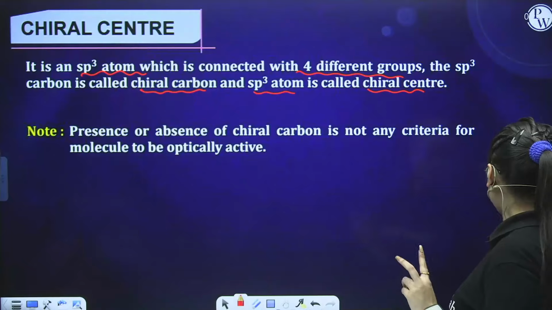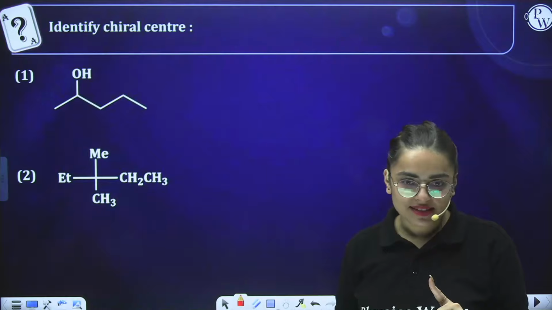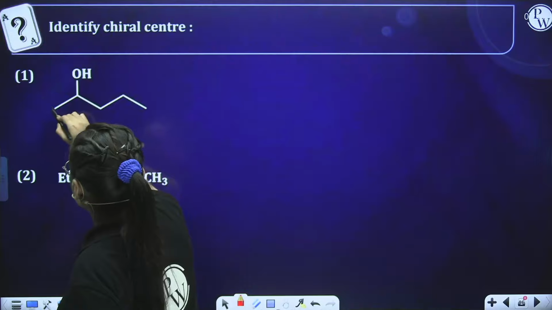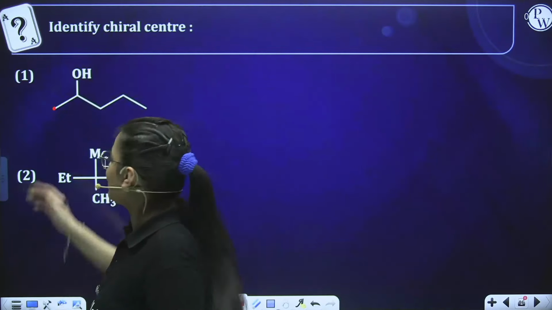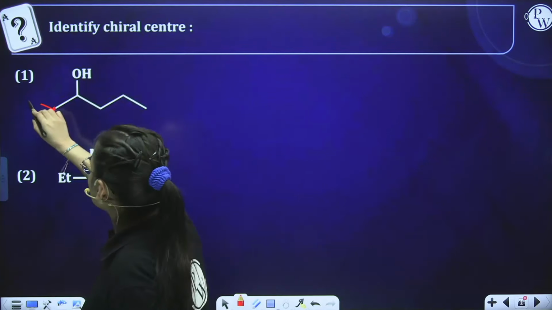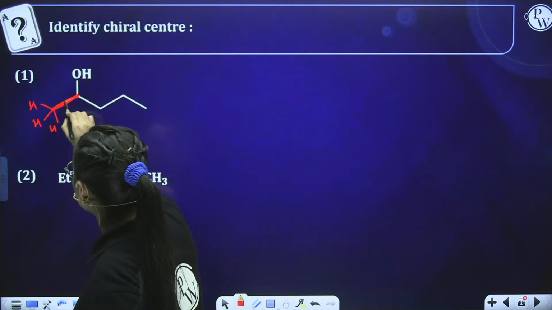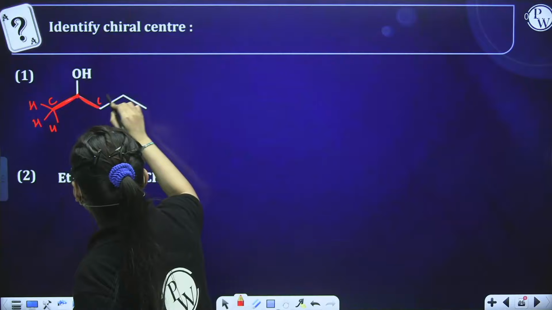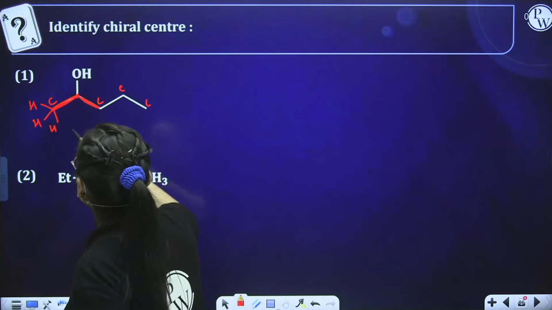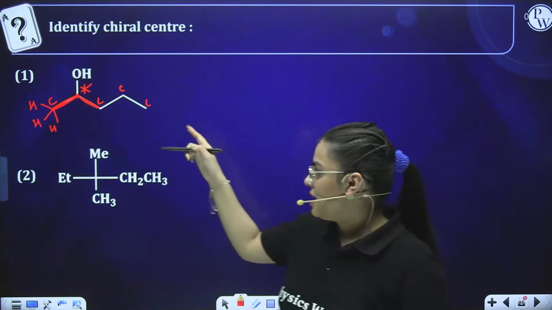First of all, we will find out the chiral center over here. A chiral center is an sp3 hybridized atom that has four different groups. So in this case, does this carbon have four different groups? No, it has three hydrogens to complete its valency, right? So it is not a chiral center. If I talk about this carbon, it has an OH group, and here it has a carbon chain, here a different carbon chain, and one hydrogen. So yes, it has one chiral center, which I have marked with a star.